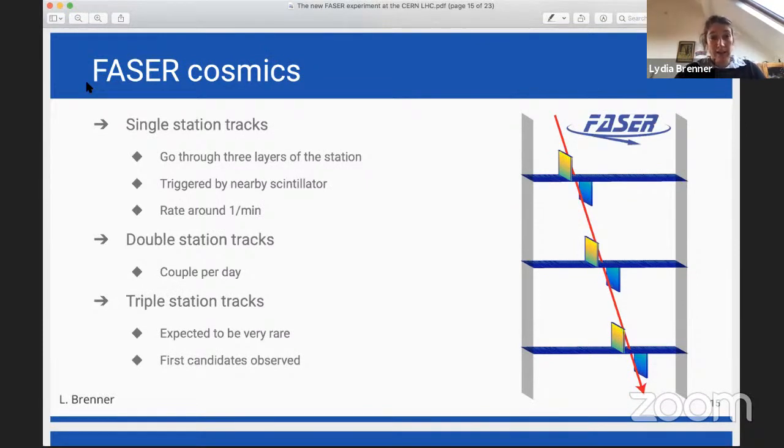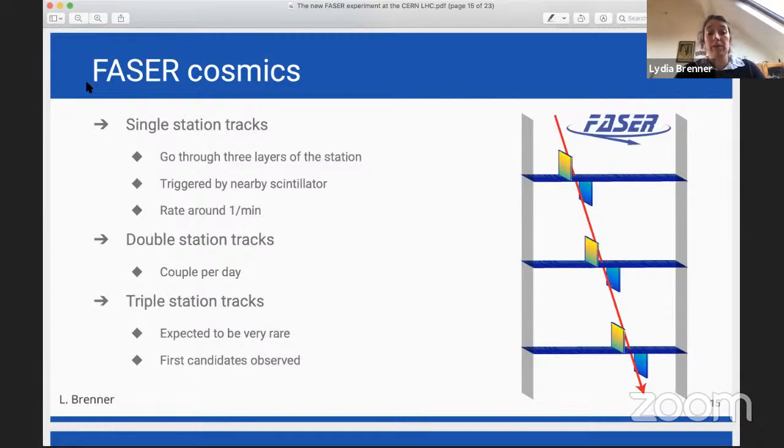Each layer has 2 sides to it. To be able to call it a hit, it has to go through the top and the bottom of each layer basically simultaneously. And you can see here an actual real cosmic event of the track going through one of those stations, so 3 layers.